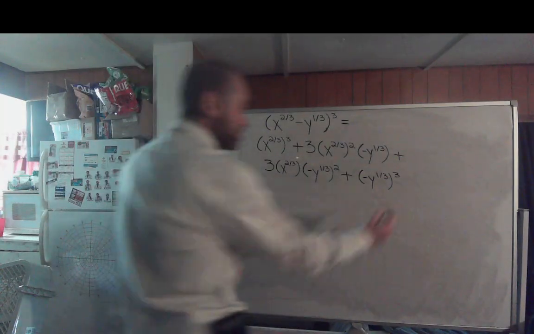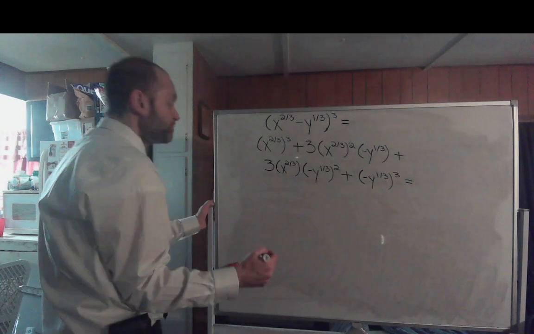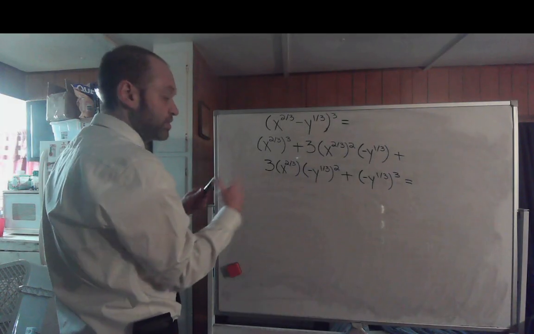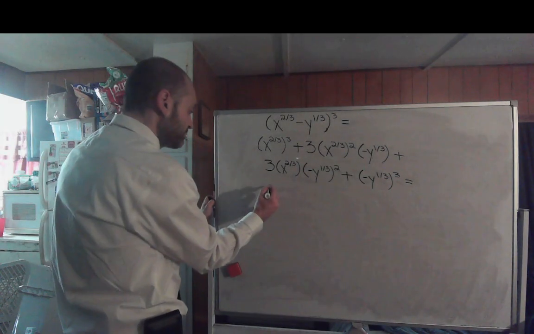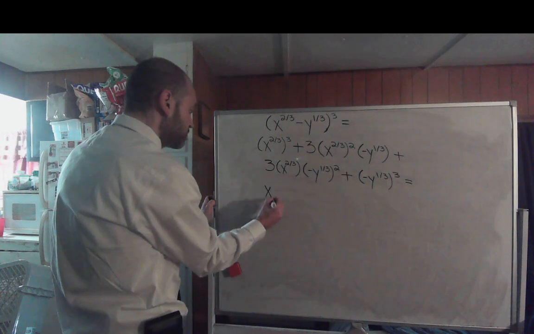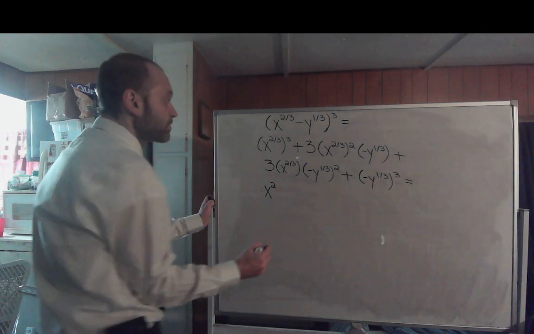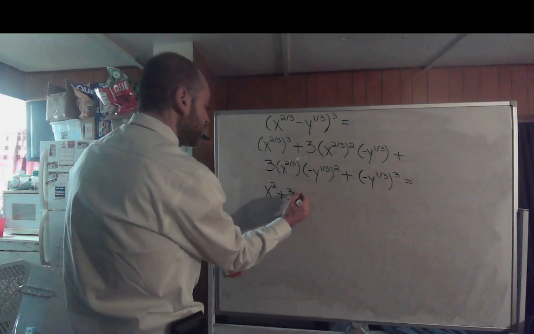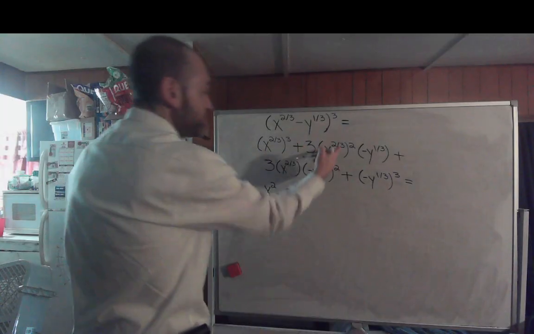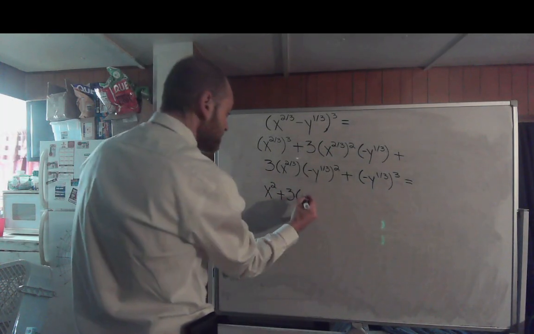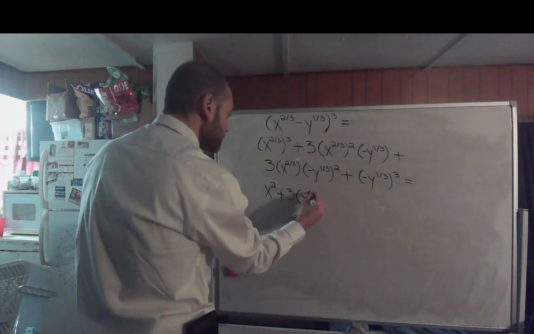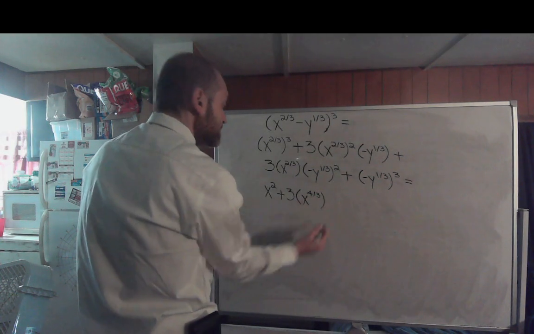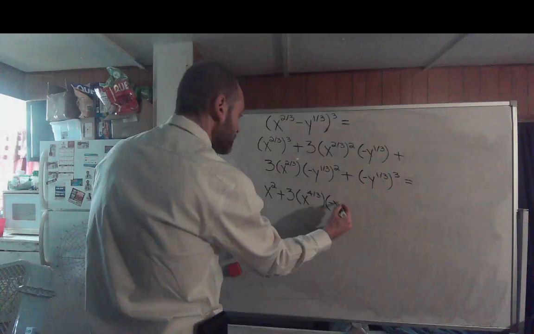Alright, we got all the terms, let's simplify this. Well, x to the 2/3 raised to the third, that's just simply going to end up being x squared. Plus, alright, so we have 3 times x to the 2/3 squared, that would end up being x to the 4/3 times negative y to the 1/3.